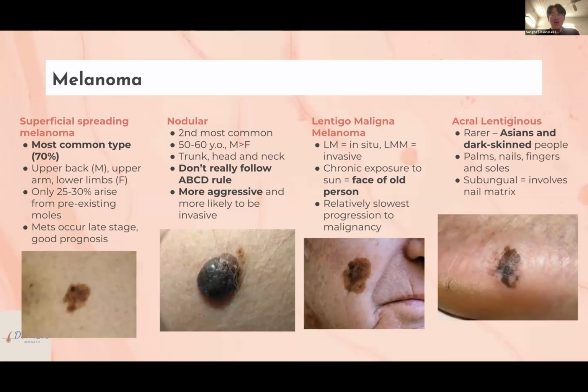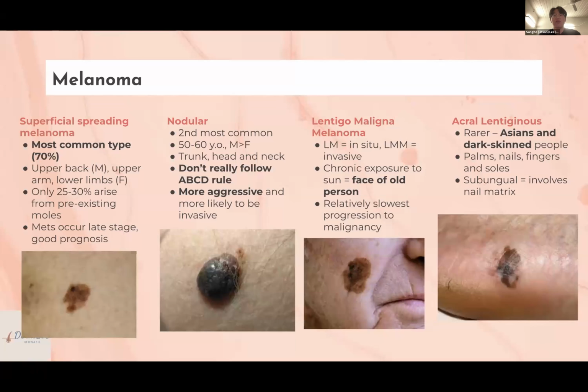So if you call it a lentigo maligna, it's an in situ cancer. If you add melanoma at the end, they're the invasive cancers. And these are better correlating with the chronic exposure to the sun. So these are commonly found on faces of old people. These relatively progress the slowest to malignancy. So they're again considered a better type to have.